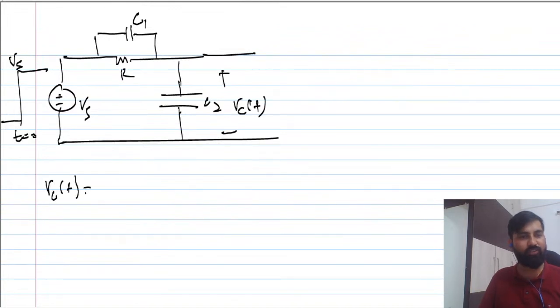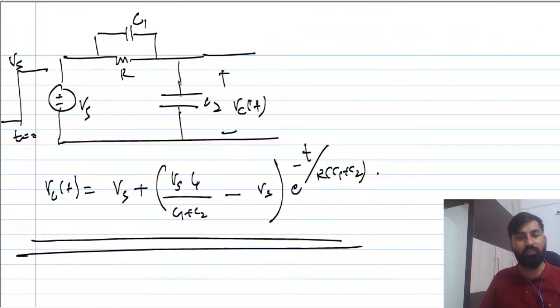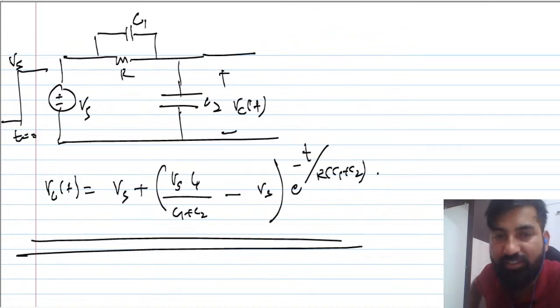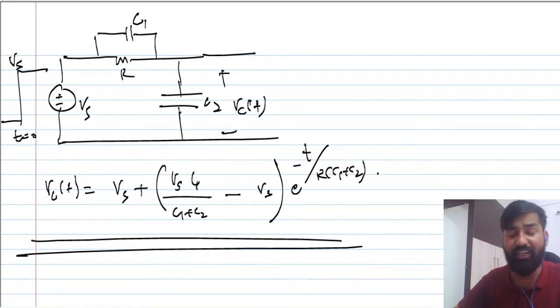So you can directly write the equation. Vc2(t) is going to be V final, which is Vs, plus the initial voltage across this, Vc2, will be what? Initial voltage across this will be Vs times C1 by C1 plus C2, minus Vs, e raised to power minus t upon the time constant of the circuit, that is R times C1 plus C2. See guys, without solving this question I am able to write this expression. How many of you understood this? कितने लोगों को समझ में आ गया ये चीज, समझ आया क्या?